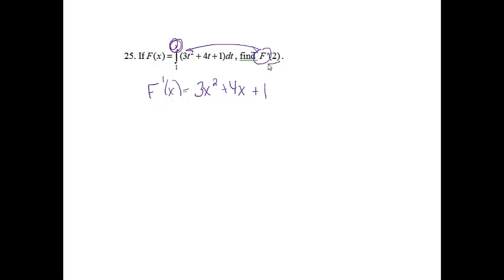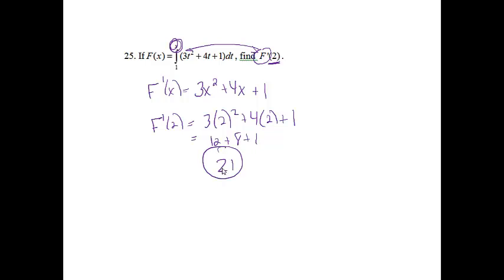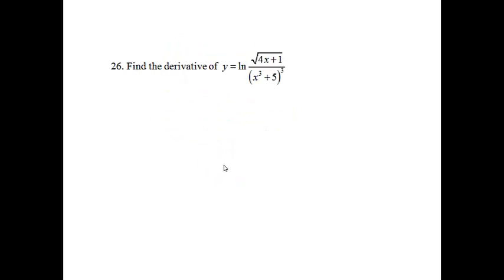So we found the derivative. This asked me to find the derivative at 2. So if I find the derivative at 2, simply just plug 2 in for your x value. And when I do that, I'll get 12 plus 8 plus 1. That gives me 21. Okay, problem 26 asks me to find the derivative of this natural log function.